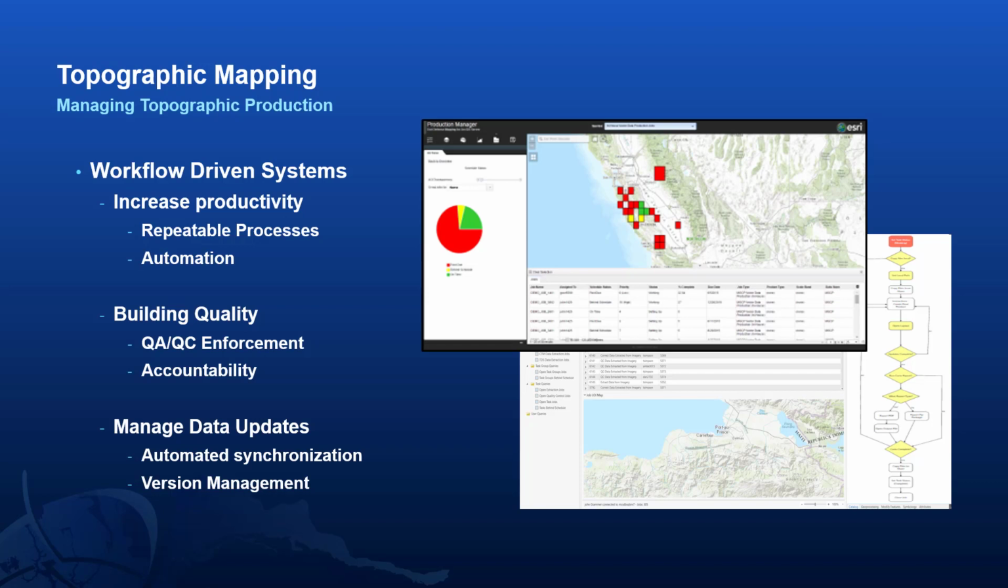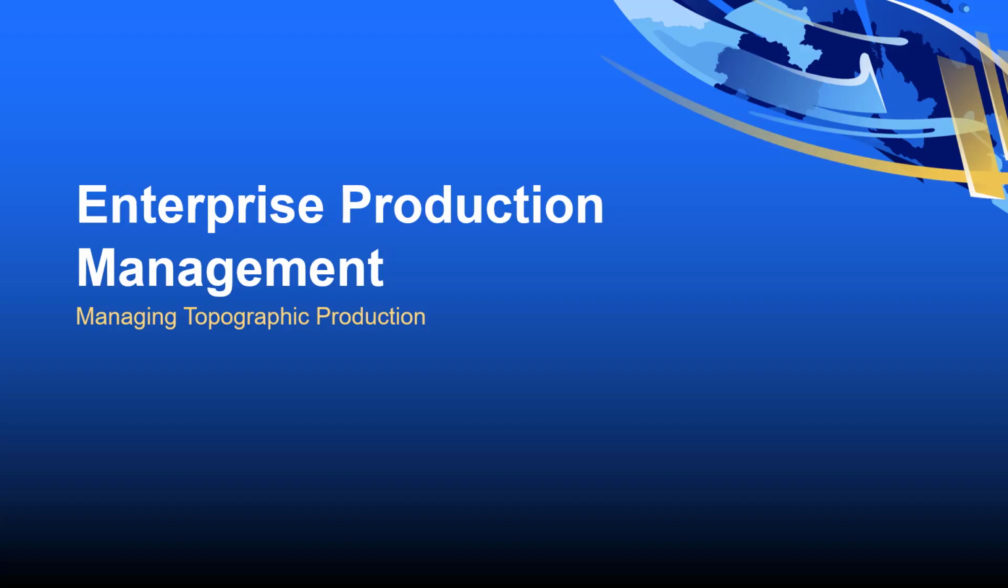We can build in quality by enforcing quality control of the data and that can control the automation of these jobs based on errors. Having the quality step in the workflow brings accountability of the data. We can manage the data updates. That is a built-in automated synchronization of replicas and versions. Let's take a closer look at managing topographic production.